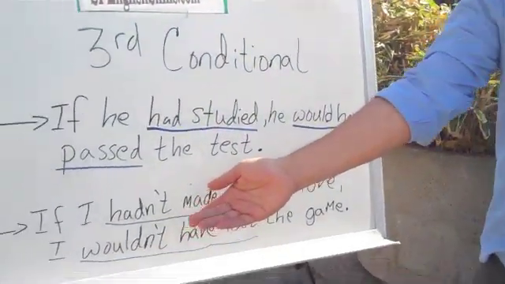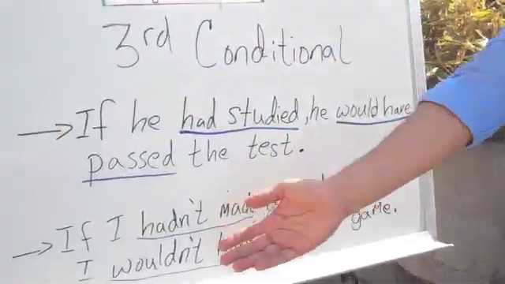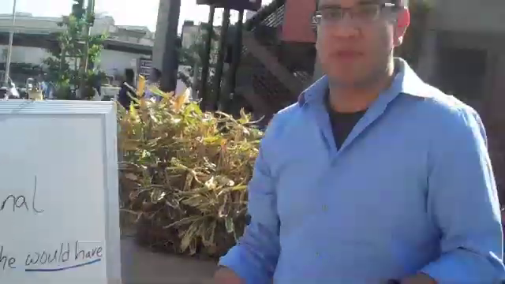Example, if I hadn't made a bad move, but I did make a bad move, I wouldn't have lost the game. But I did lose the game. Again, totally imaginary situation in the past. And we know it's imaginary because if you think about it, you can't change the past. Right.